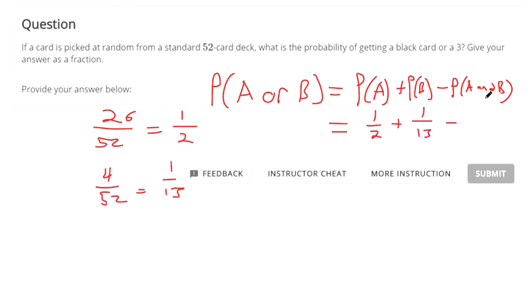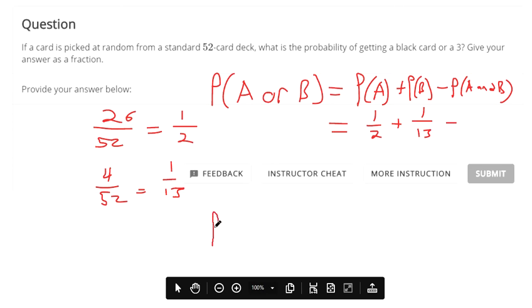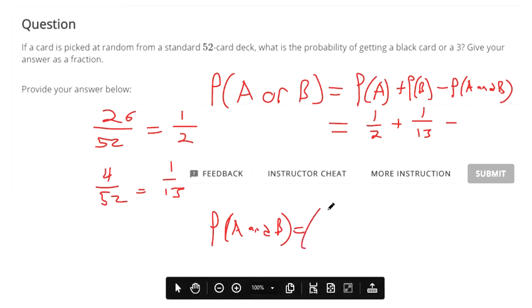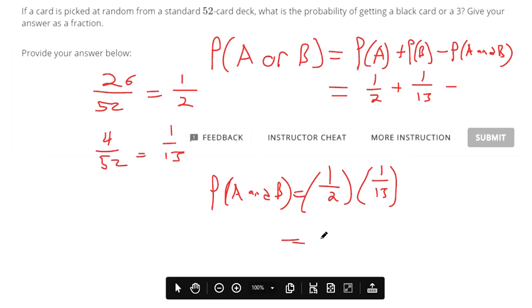And now what's the probability of A and B? Well, that's the probability of getting both of them. And we're going to assume that we replace the cards after. It doesn't really specify that. So basically, since drawing the two are independent, one event doesn't affect the other, we're going to assume, then the probability of having both of them happen is found by multiplying these two. So 1 times 1 is 1, 2 times 13 is 26, so we have to subtract 1 out of 26.